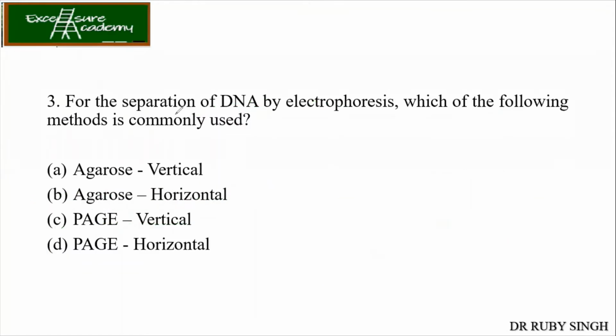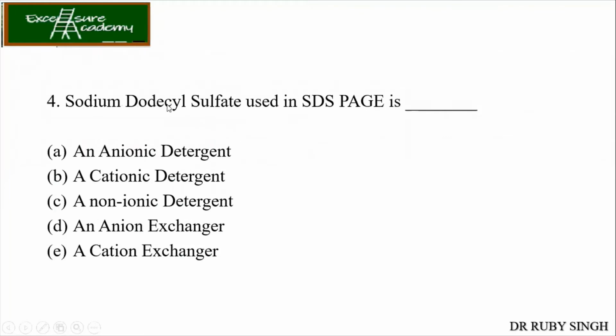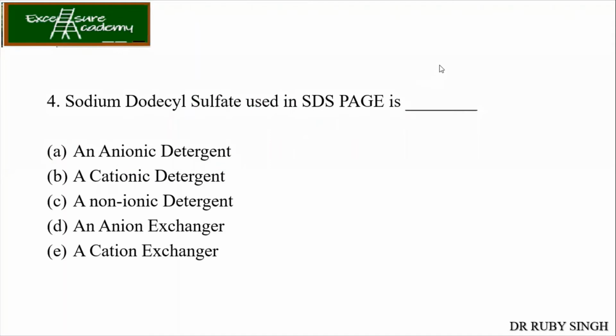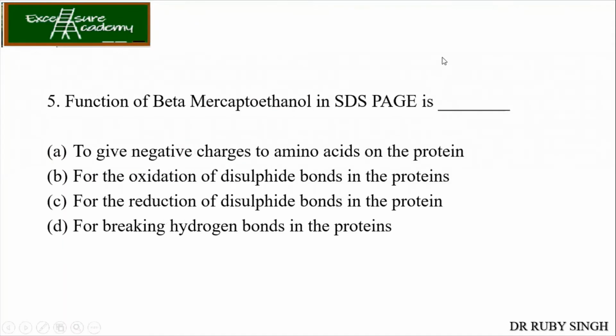Now, moving to the next question. Sodium dodecyl sulfate used in SDS-PAGE is what? If you remember the structure of SDS, and from the word itself, sulfate, we know that it is SO4 2 minus. So it is an anionic detergent because the anion charge, the negative charge, is present. Hence the answer is SDS is actually an anionic detergent. So the questions are very simple. It's just that you need to remember a few basic concepts.